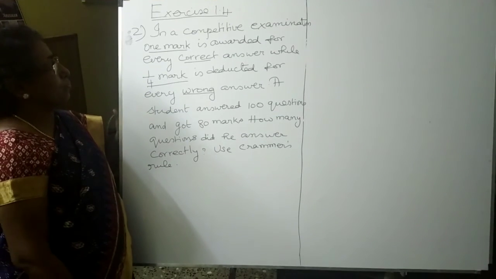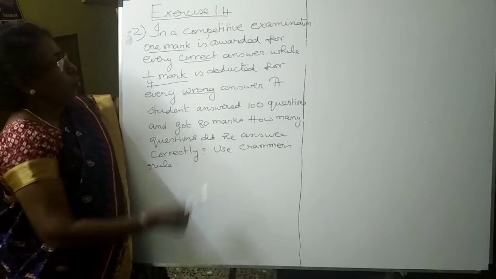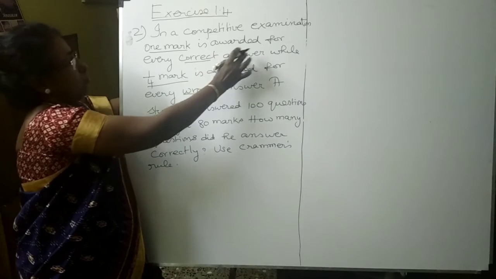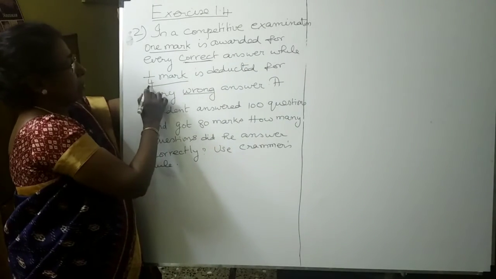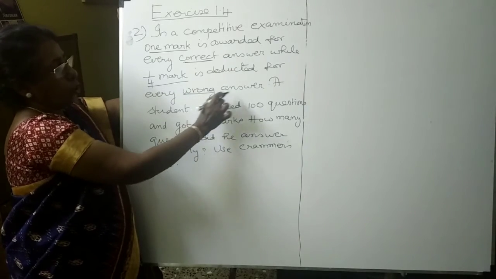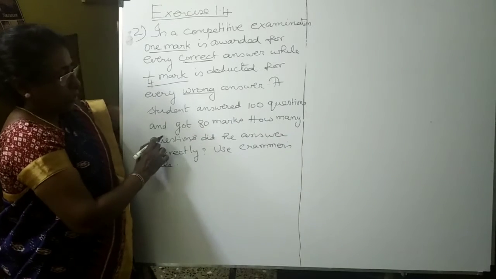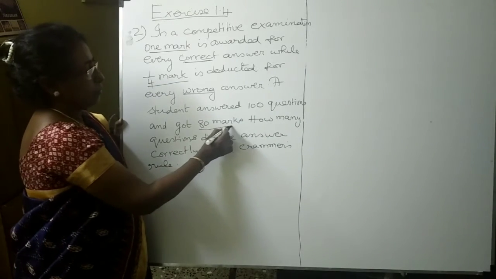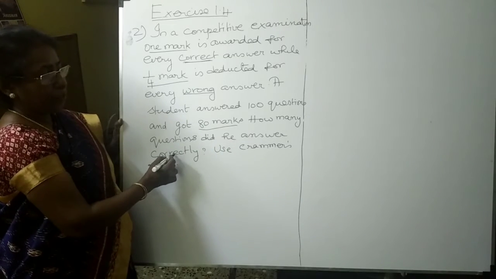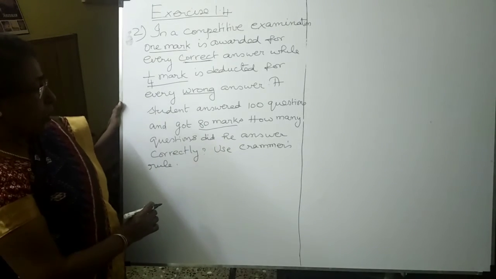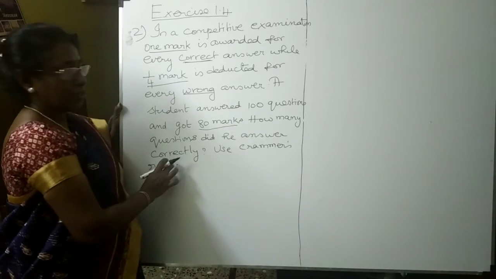The next question is a statement question. In a competitive examination, 1 mark is awarded for every correct answer, and quarter mark is deducted for every wrong answer. A student answered 100 questions and got 80 marks. How many questions did he answer correctly? Use Cramer's rule. Now our question is to find out the number of questions he answered correctly.